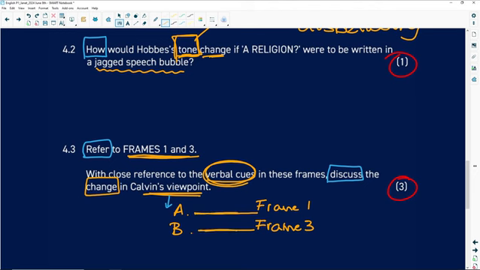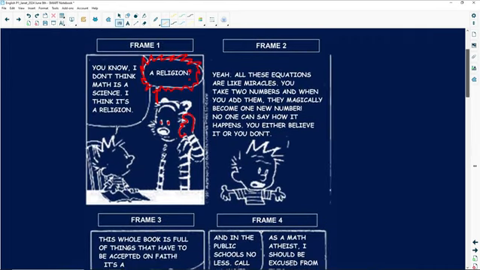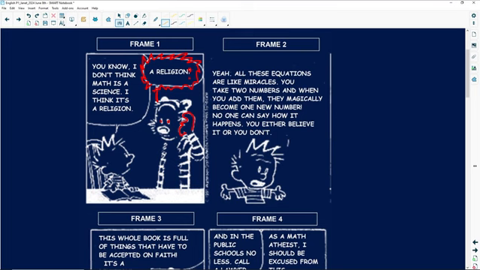Then what have I got to do? I've got to refer closely to the verbal cues to explain how the verbal cues, so I'm going to give some verbal cues, and then I'm going to explain how those verbal cues show me that his viewpoint has changed. That's going to be the discussion, is when I show the link. Right. So let's go back and look at frames 1 and frames 3 and look at his viewpoint. Okay, frame 1, what is his viewpoint? Well, maths is a mystery.